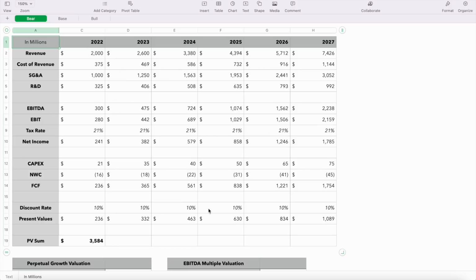Everything you'll see here is in millions because that is how Bloomberg presented it to me. We're looking at a $2 billion 12-month revenue for the year of 2022. And here in my bear case, I have us compounding at 30% growth for this 5-year period, because this is a 5-year DCF. So you'll see what that looks like, carrying out to about 7.4 billion in 2027.